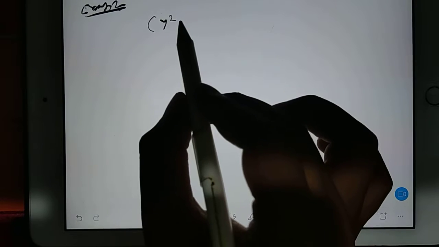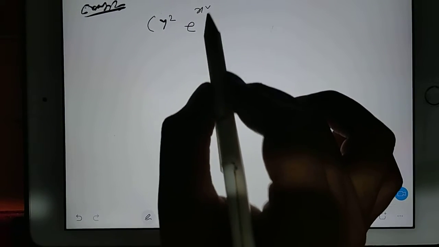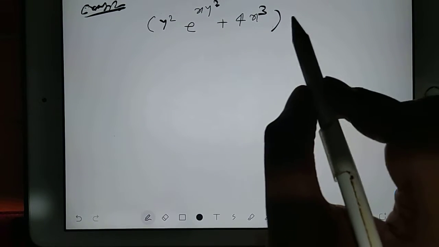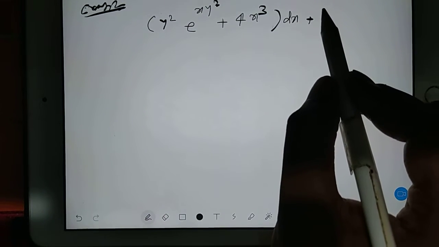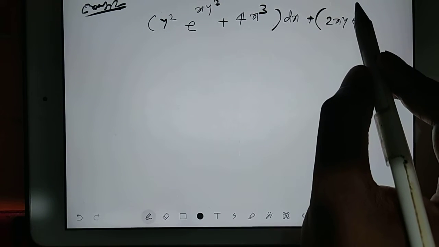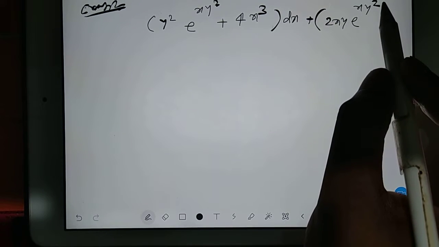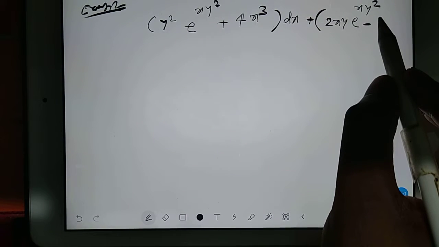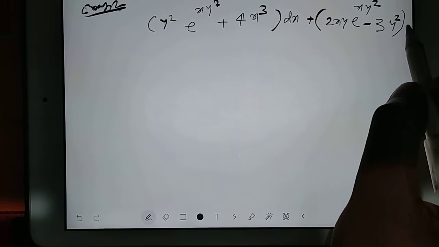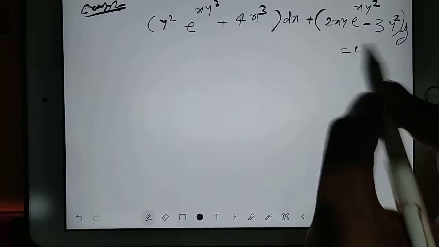Okay, we will take this question. Example, suppose you have (y square e power x y square plus 4x cube) dx plus (2xy e power x y square minus 3y square) dy is equal to 0.